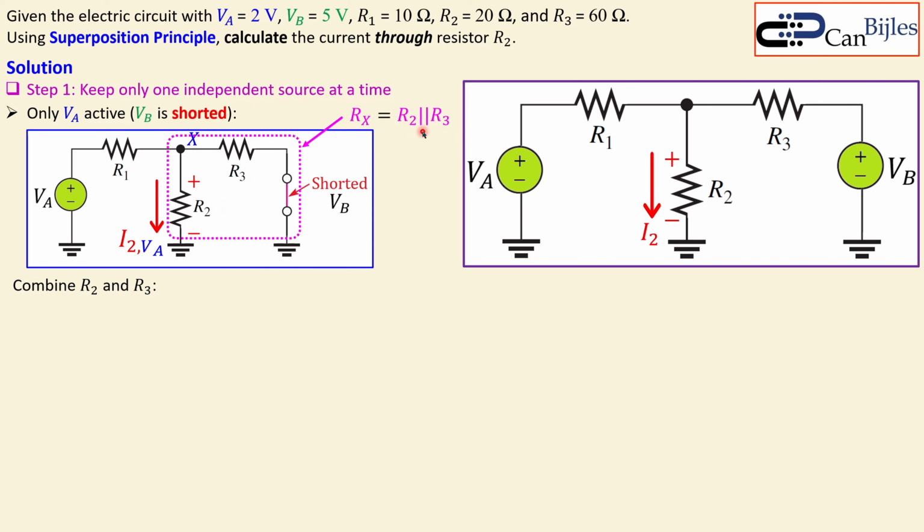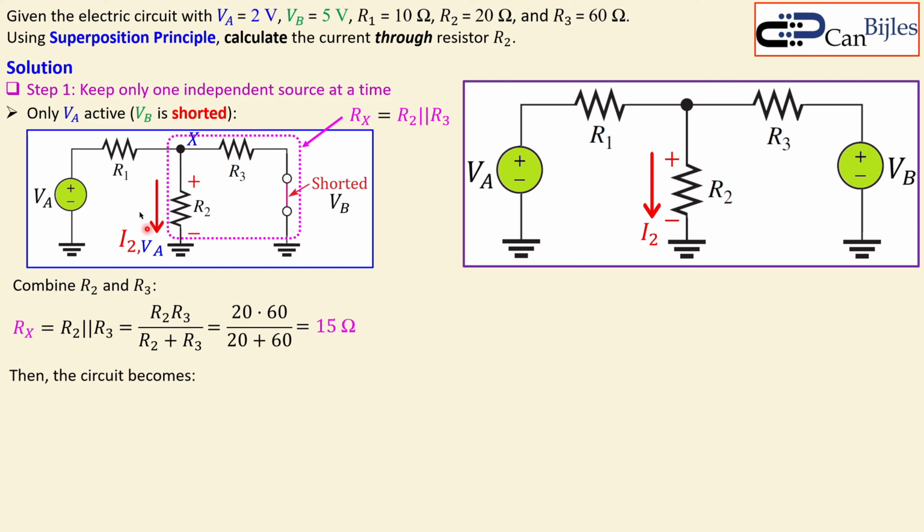That's shown here. The parallel combination of two resistors can be written in this formula form: R2 times R3 divided by the summation of these two resistors. Now you have 20 and 60 ohms for R2 and R3, divided by the summation. You will get exactly 15 ohms. So 15 ohms can now be used instead of these two resistors in parallel.